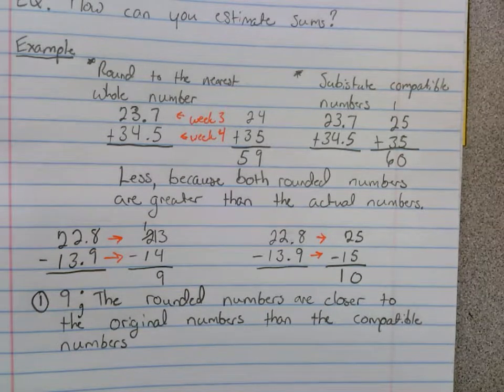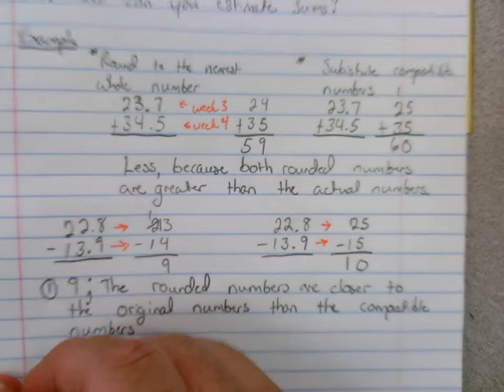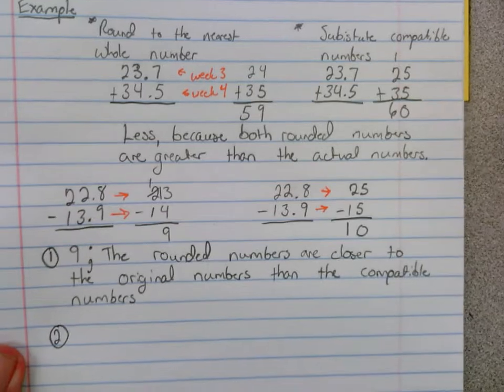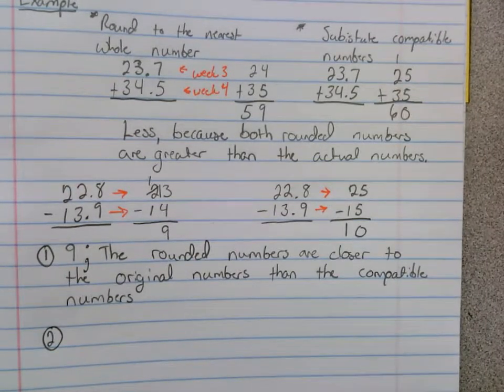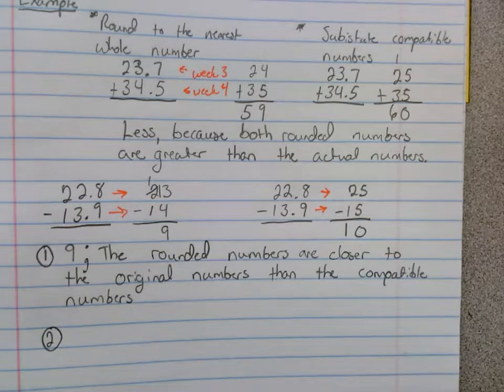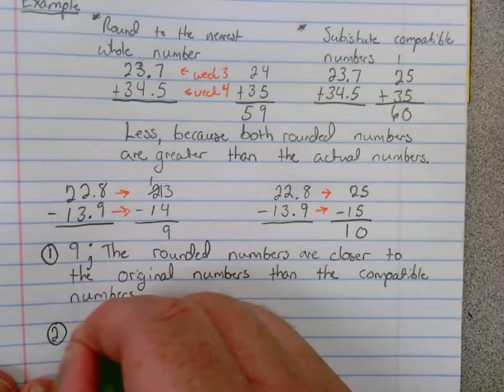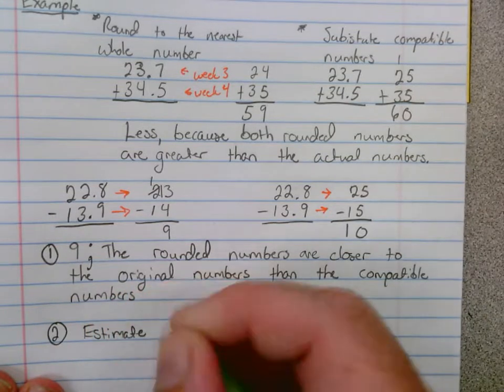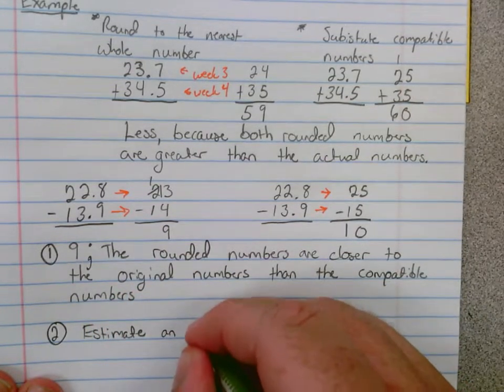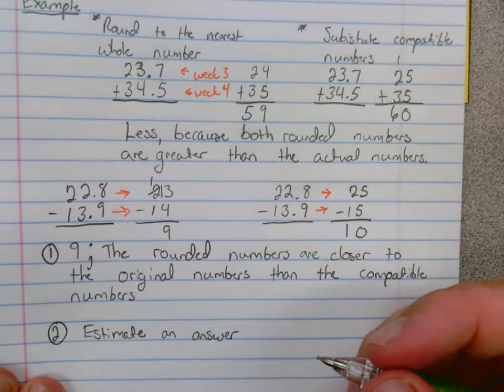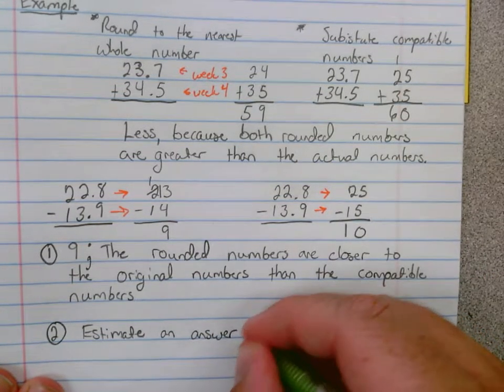The second question is, when is it appropriate to estimate an answer? So I only like to estimate an answer when the question tells us to estimate, like it did earlier when we were talking about the dog food that was collected in weeks 3 and 4. So one way I would answer number 2, which is when is it appropriate to estimate an answer? Estimate an answer when a precise response is not needed.